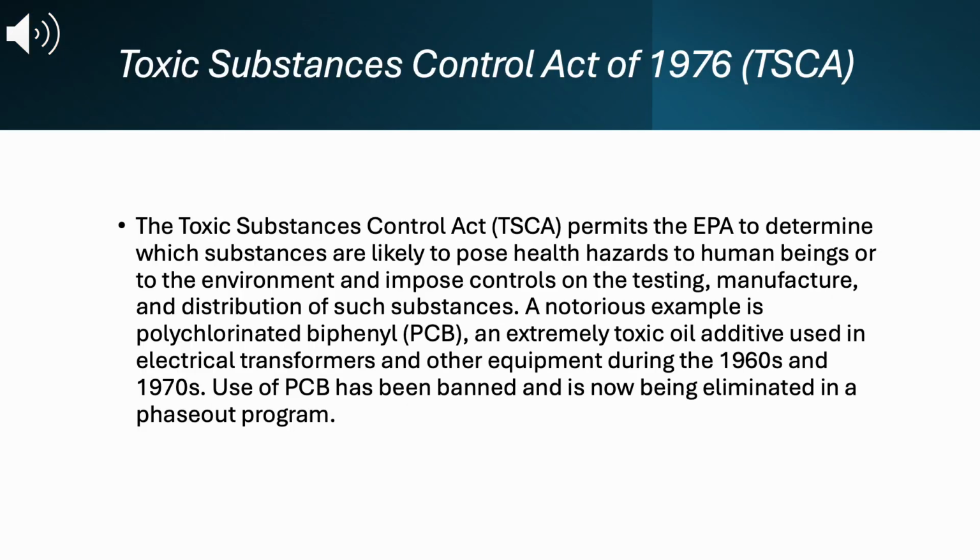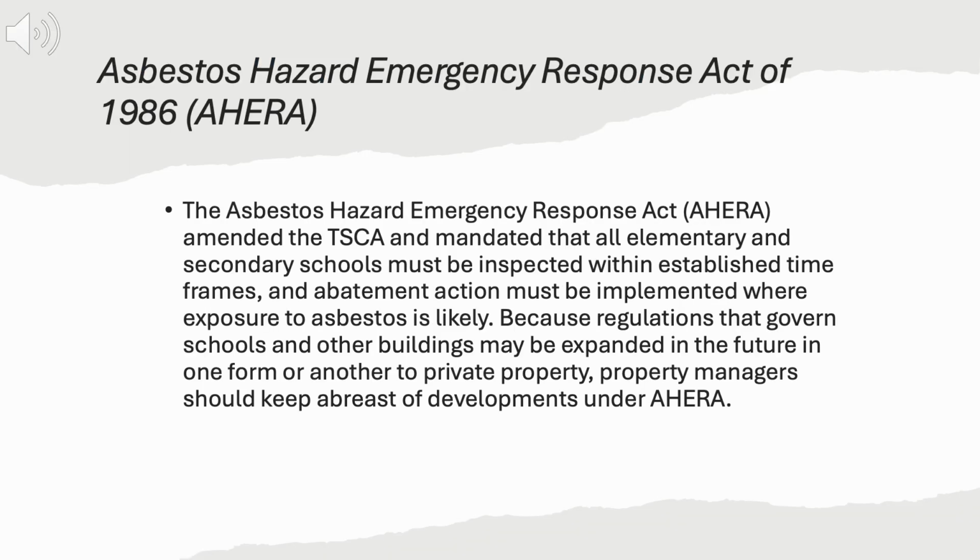Toxic Substances Control Act of 1976, TSCA. The Toxic Substances Control Act, TSCA, permits the EPA to determine which substances are likely to pose health hazards to human beings or to the environment and impose controls on the testing, manufacture, and distribution of such substances. A notorious example is polychlorinated biphenyl, PCB, an extremely toxic oil additive used in electrical transformers and other equipment during the 1960s and 1970s. Use of PCB has been banned and is now being eliminated in a phase-out program. Asbestos Hazard Emergency Response Act of 1986, AHERA.